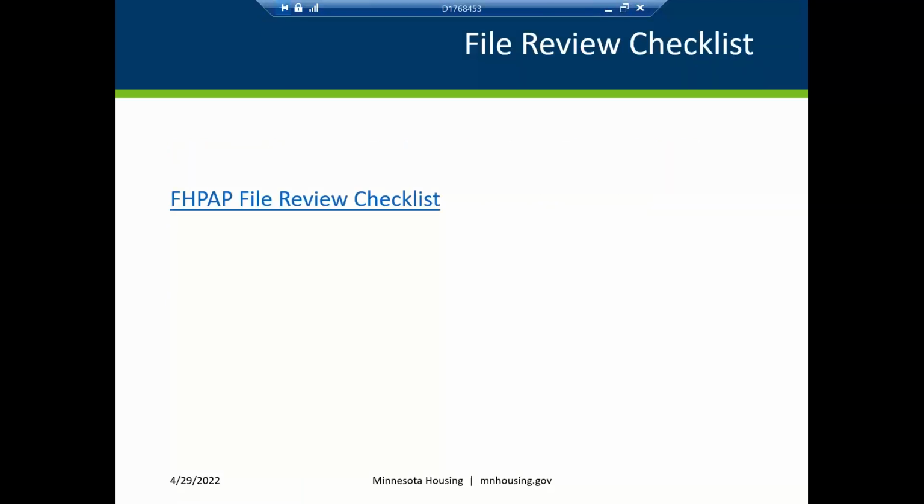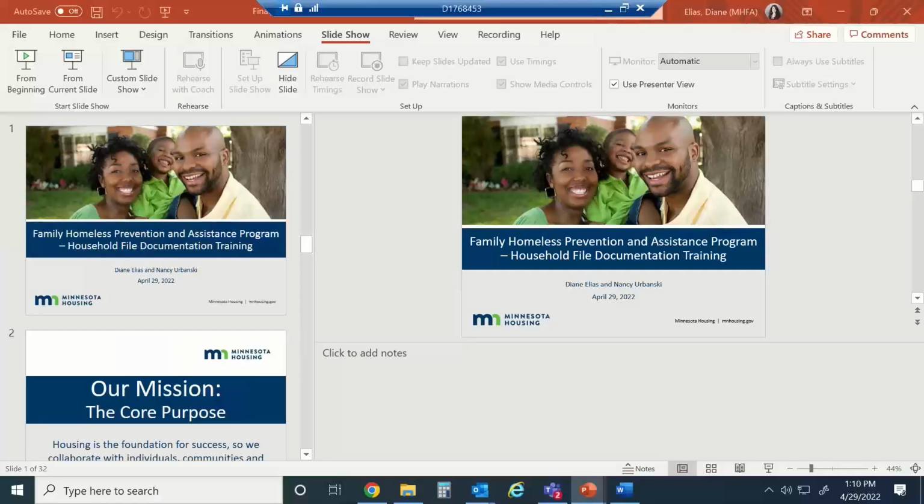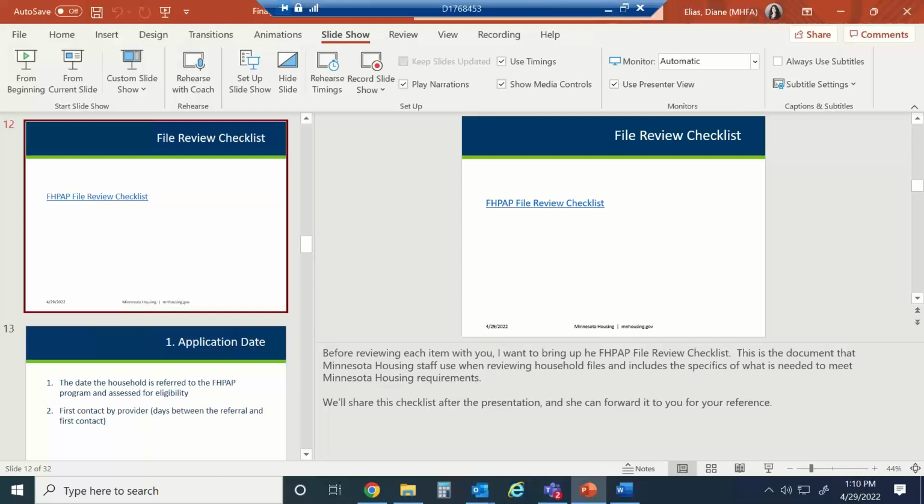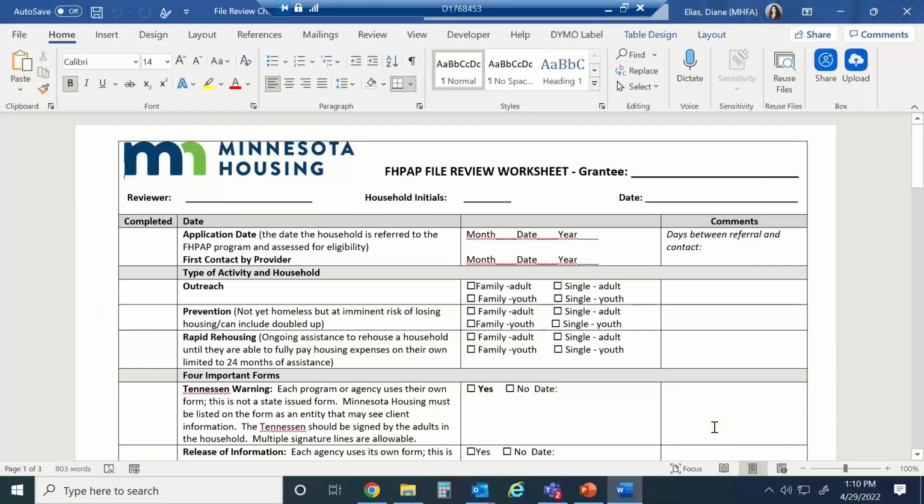All right, so another piece that I just want to share with you really quick is that we have an FHPAP file review worksheet that we use when we go out to monitor files for organizations who are participating in our program. And you can see that it follows exactly those items that I was talking about here. We check the files to make sure that they're included, make sure that they're signed and dated, make sure that we have the right dates for how the households were served.